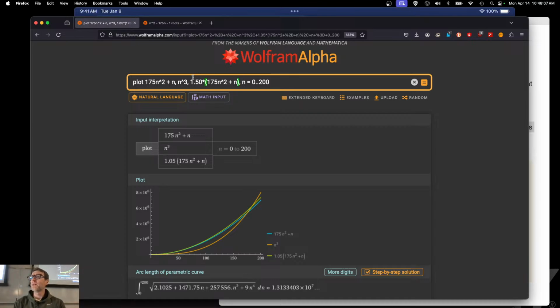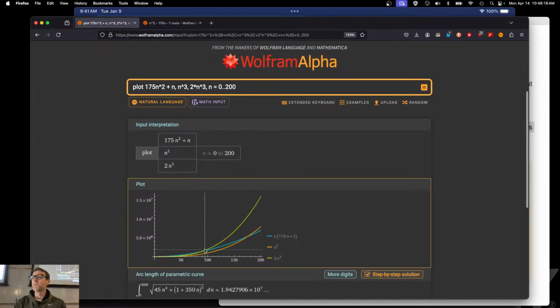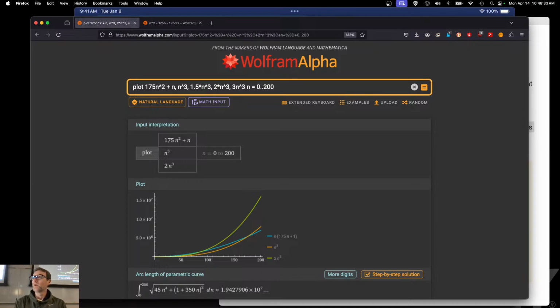Maybe I should do this with n cubed. Let's try it with n cubed instead, times n cubed. There we go. Twice n cubed. We can see the intersection point right there right now. Well, what happens if I push it back even further? Let's demonstrate this for 1.5. Let's demonstrate this for, say, 2. And then let's demonstrate this for 3. 3n cubed. There we go.